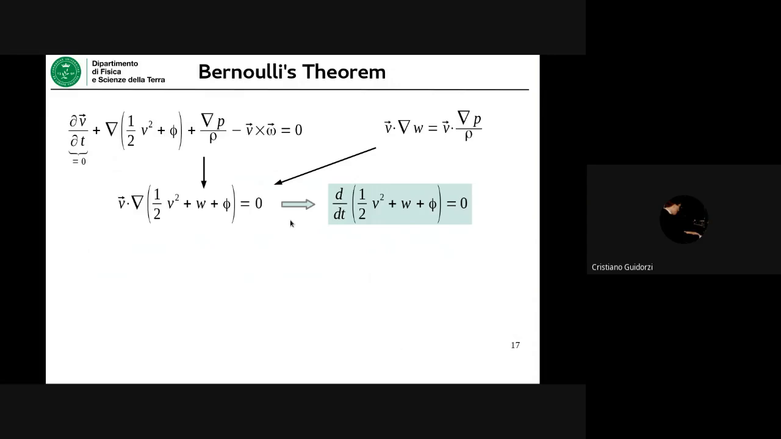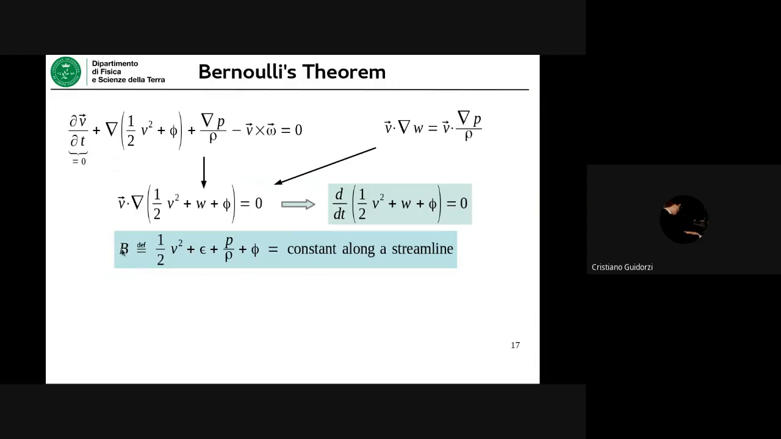So let's have a look at the scalar. We call this B, capital B, and here I simply explicitly wrote what the enthalpy is. So the enthalpy is internal energy epsilon plus P over rho. So this is constant along a so-called streamline, which is, as I said, the trajectory of any generic fluid element.